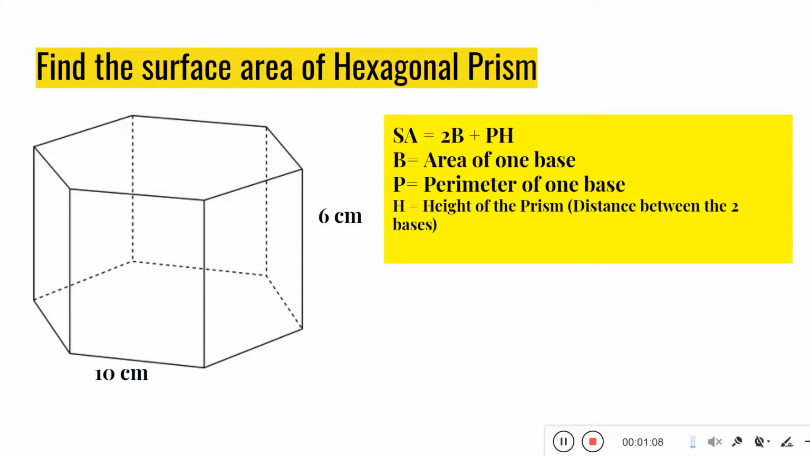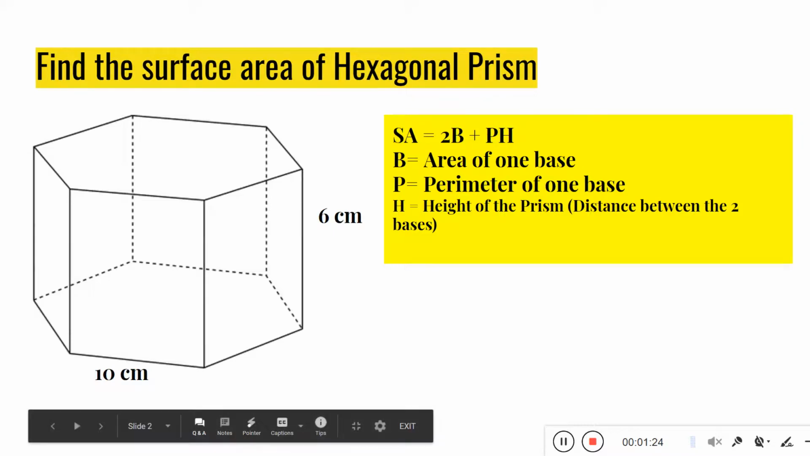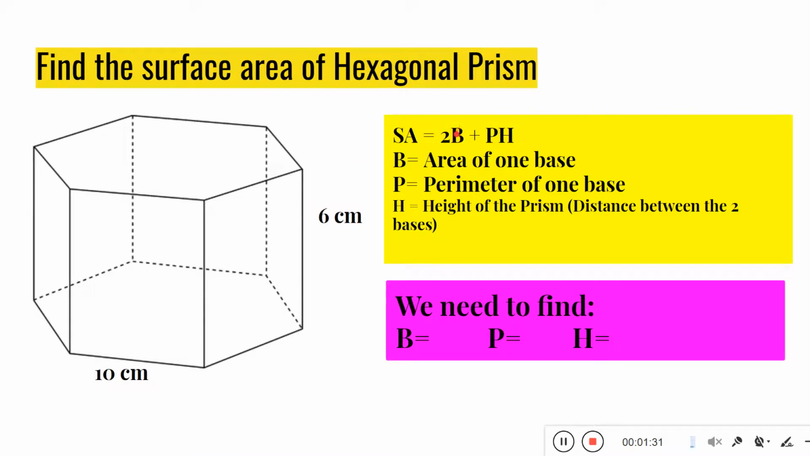Okay, so here's our surface area. It's twice the area of the base plus the perimeter times the height, where B stands for the area of one base, P is perimeter, and H is the height of the prism, which is the distance between the two bases. So this right here will be the height. In order to solve this formula, we need to know what B is, we need to know what P is, and we need to know what H is. So let's start with the area of a base.